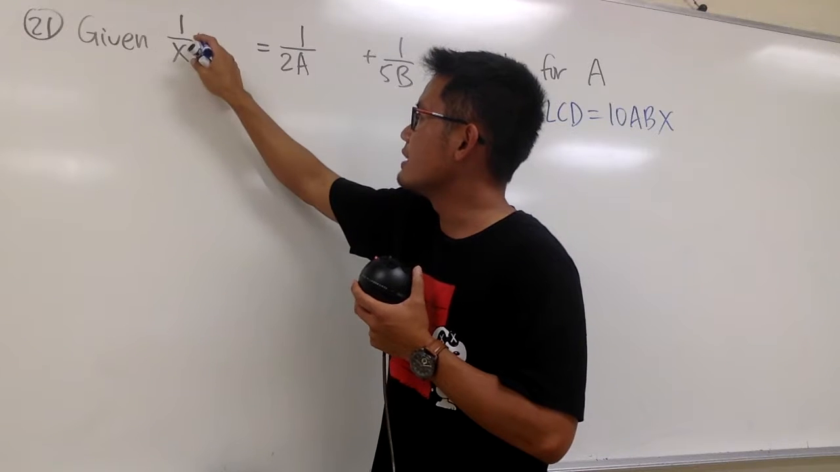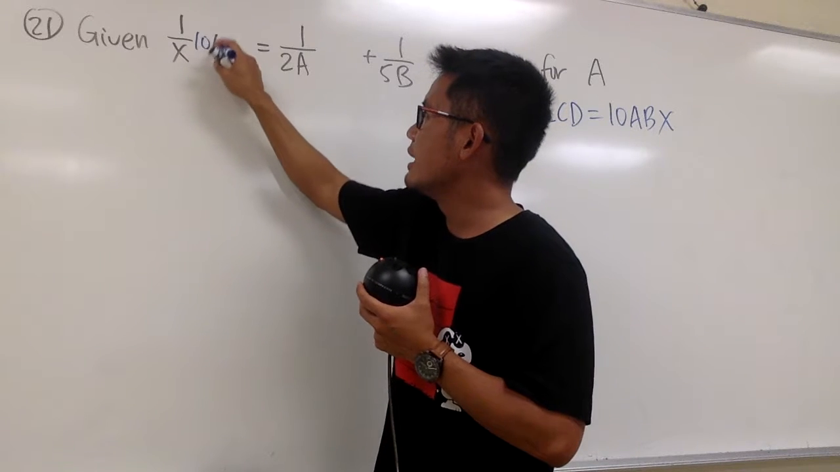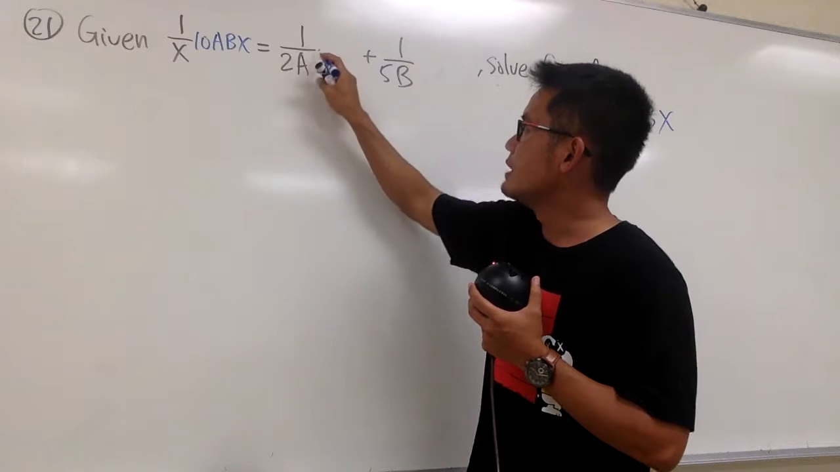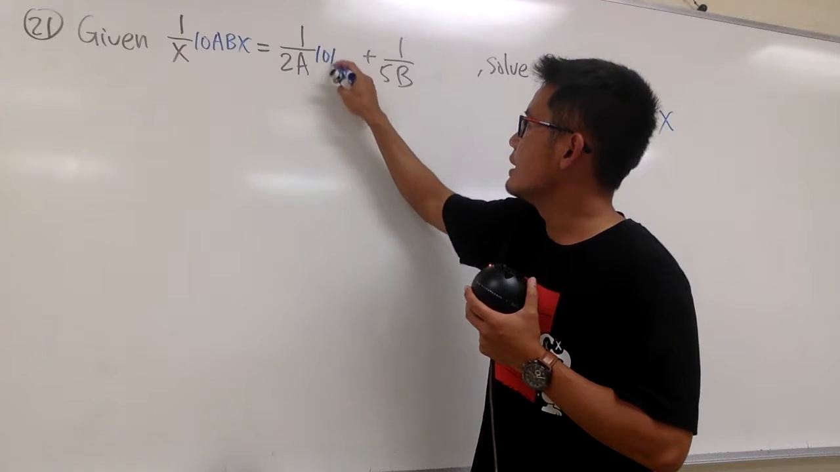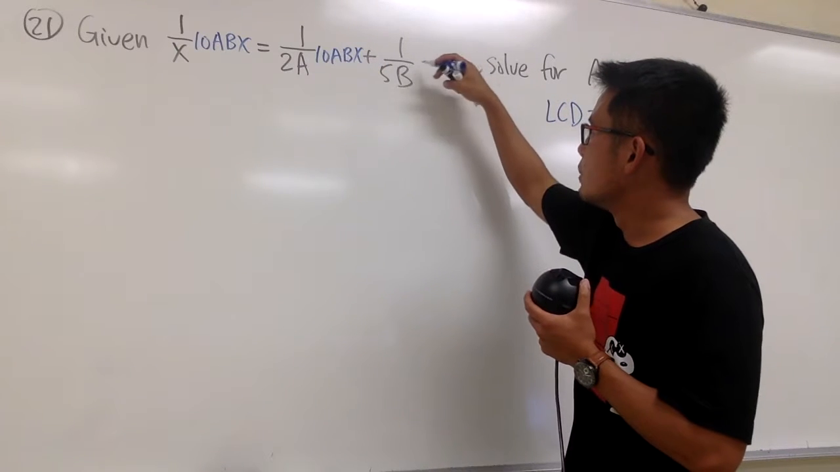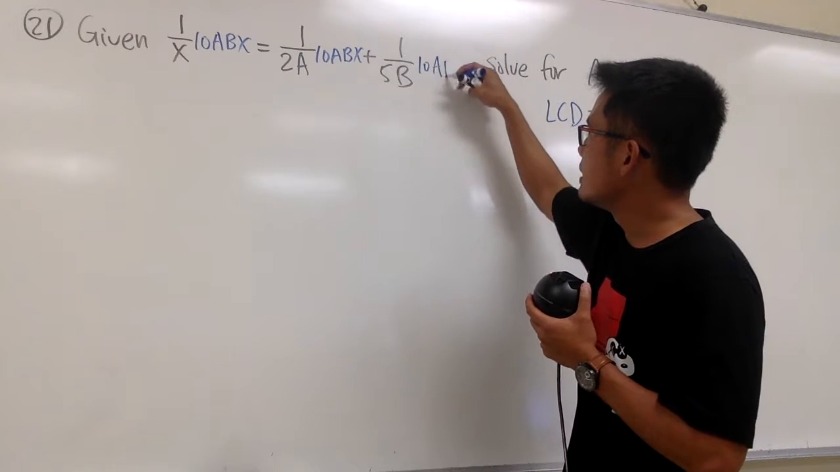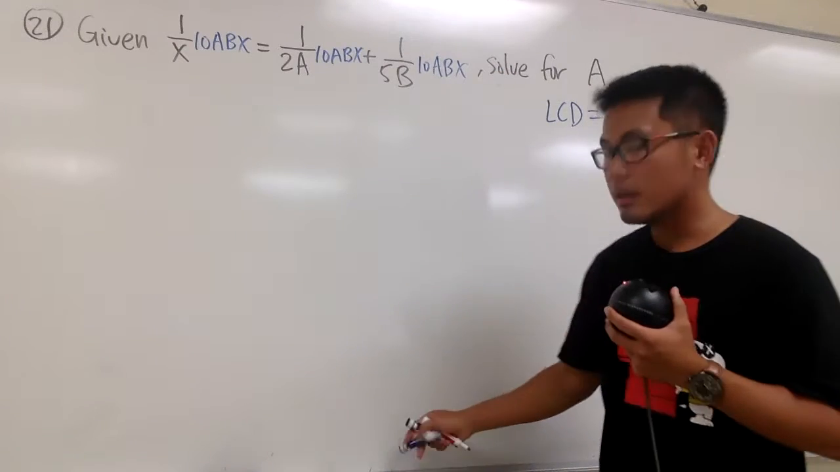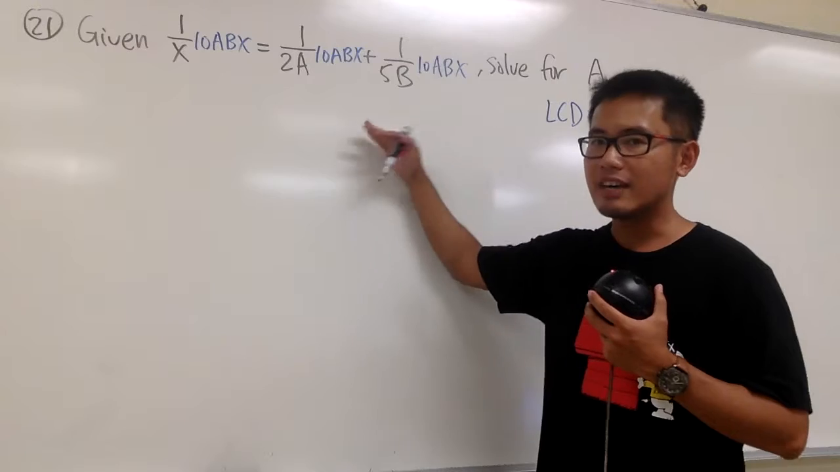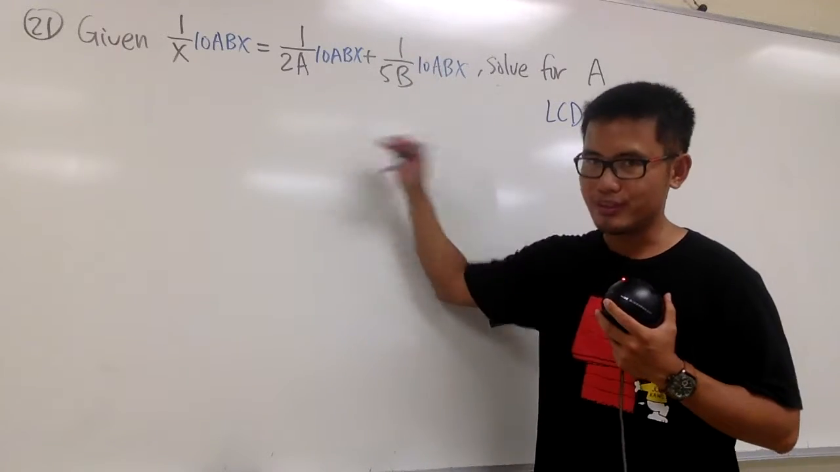Right here, 1 over x, we multiply this by 10abx. Do the same right here. Multiply this by 10abx. And likewise for the last one, multiply this by 10abx. And you will expect to cancel a lot of things. And we should not have any more fractions from here to here.